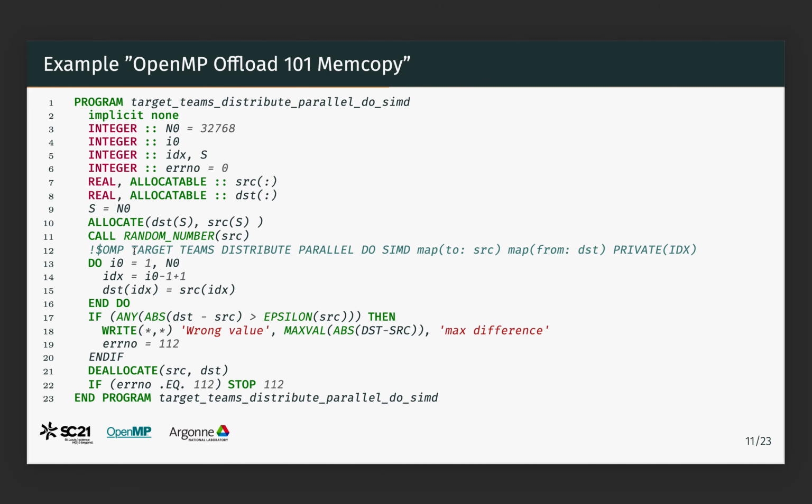I do this offload region, target team distribute parallel do SIMD, where I map both of my variables, the array I want to copy, the source and the destination, and I will use a local index because of a code generation issue. It's easier for me to generate this index, and so I need to declare this index as private. And at the end, I just compare that the source and destination are correct with some epsilon. I will discuss more later why I use epsilon and don't do purely an equality comparison. And because I am clean, I deallocate the memory.